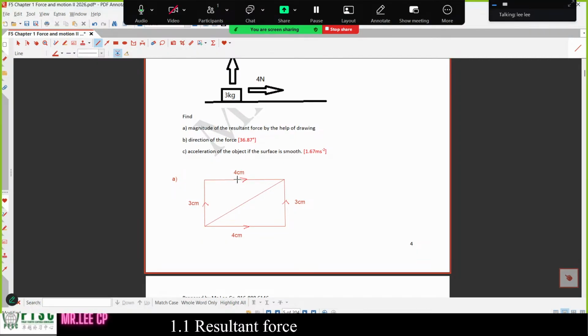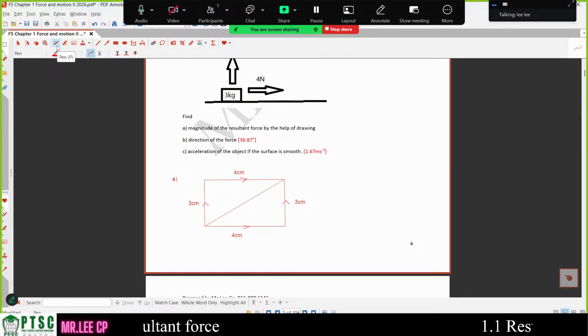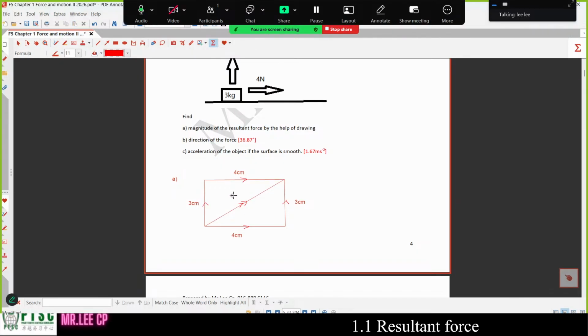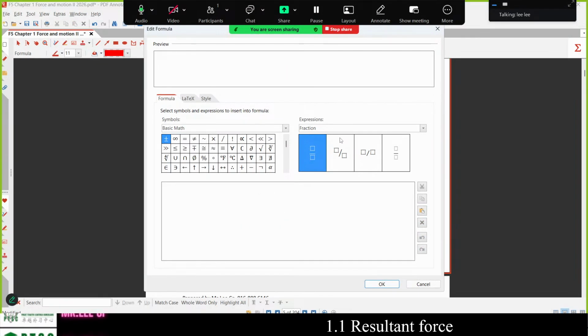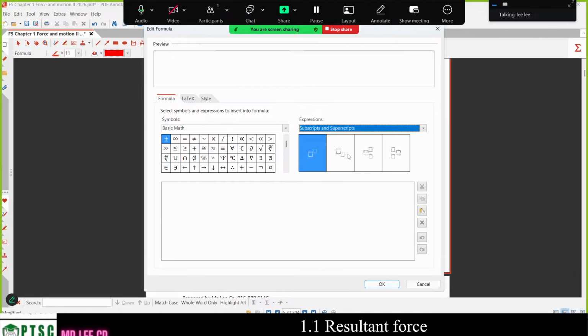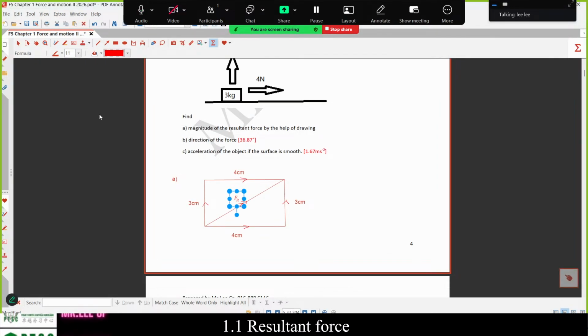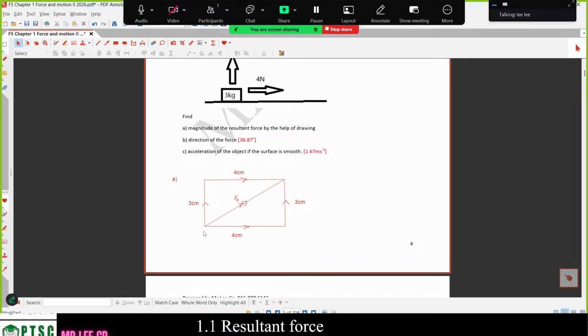You look at the arrow here, right? The arrow from here to here. So the arrow here is also very important for your resultant force. So you need to know. We normally use 2 arrows for the resultant force. So I am going to label the resultant force here. I'm going to name it FR, F for force, R for resultant. FR, resultant force. So this is my resultant force in this direction.